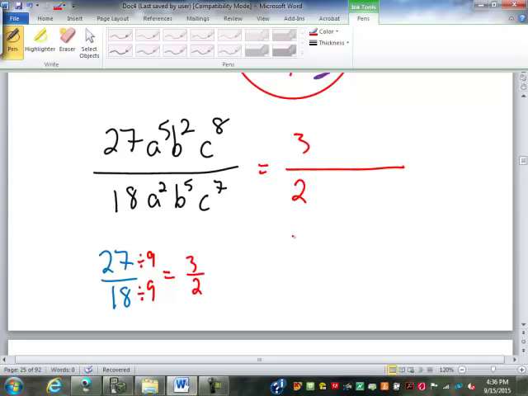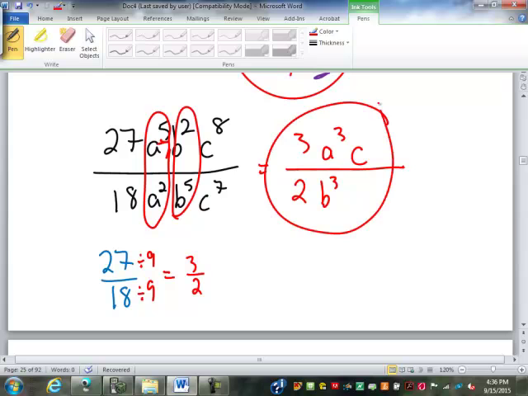So for the numbers, we have 3 over 2. For a to the 5th and a to the 2nd, the difference is a to the 3rd. Top or bottom? Top. The bigger power was on top, so a is going to go on top. For b, is this going to end up on top or bottom? Bottom, and it'll be b to the 3rd. Very good. Difference between 2 and 5 is 3. C, top or bottom? Top, and the power of 8 minus 7 is 1, so just c. We don't have to put the 1 on there.